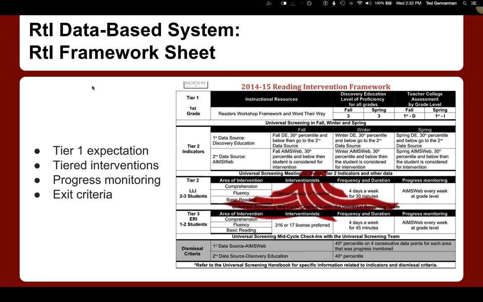There was some nervousness about that initially, so we set our dismissal criteria at the 40th percentile over 4 consecutive data points. When we talked about that initially, a number of people thought, that's awfully high. Will we be able to get students there, and will we be able to sustain that? We worried students would be waiting to get into intervention because so many students were high up. But that really hasn't proven to be problematic at all. We've dismissed a ton of students because we set high expectations for dismissal.